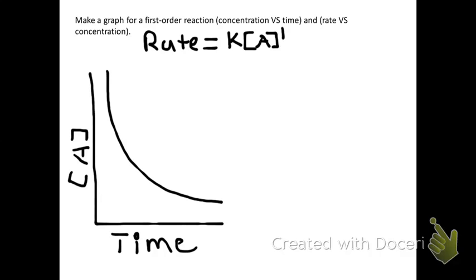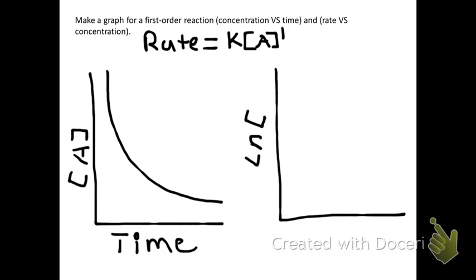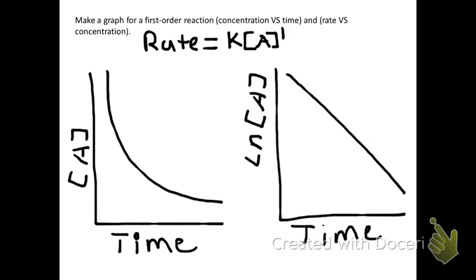Now, what we can do many times is we want to make this a linear graph, alright? So instead of having an exponential graph, we want to do concentration, and to do that we have to take the natural log of the concentration of A over time, and that's going to help us to get a linear line like so.